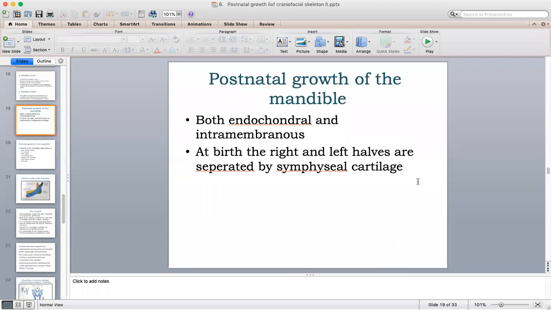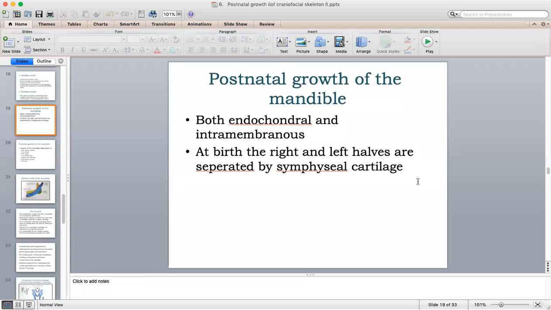Coming to the postnatal growth of the mandible. The mandible shows both endochondral and intramembranous ossification. That means it not only ossifies directly from the mesenchyme to bone, but there is some cartilaginous part also. So, there are certain cartilaginous elements in the mandible which show endochondral growth. Cartilage later ossifies into bone.